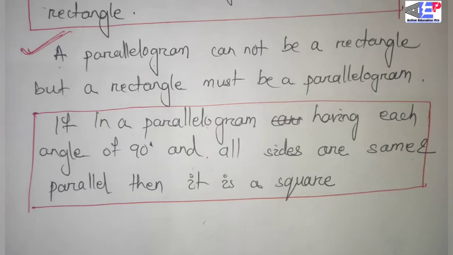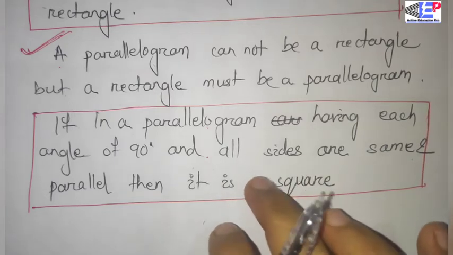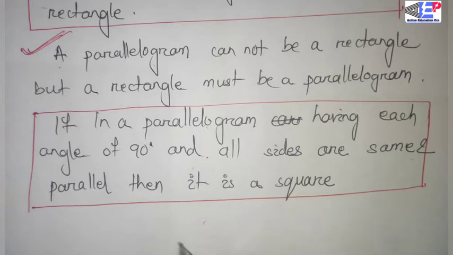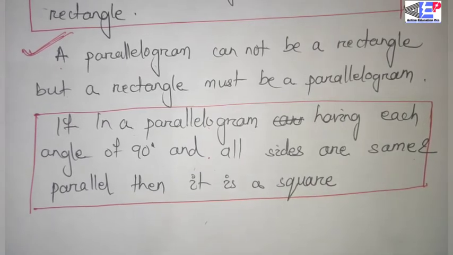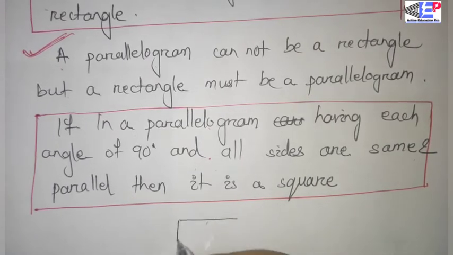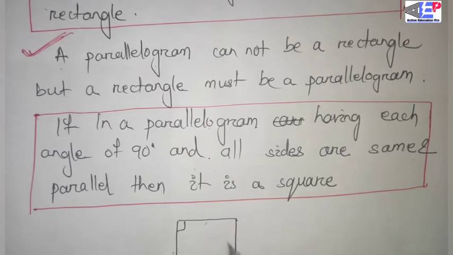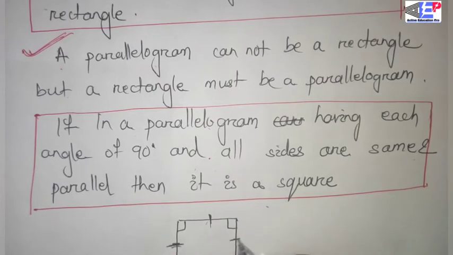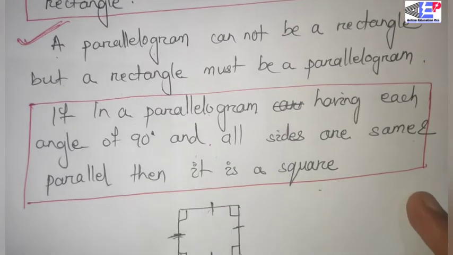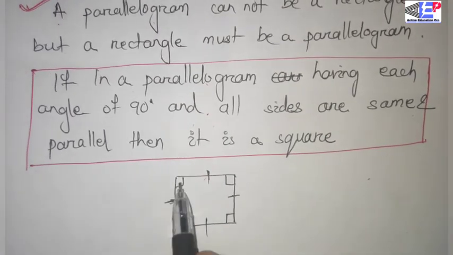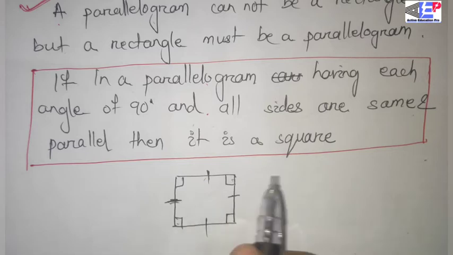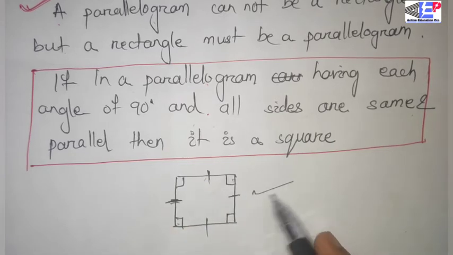So let's draw a parallelogram for this condition: a parallelogram having each angle of 90 degrees and all sides the same. Look here, this side is equal to this side, and this side is equal to this side. You know all the sides are the same and all the angles are 90 degrees. So here this is a square.